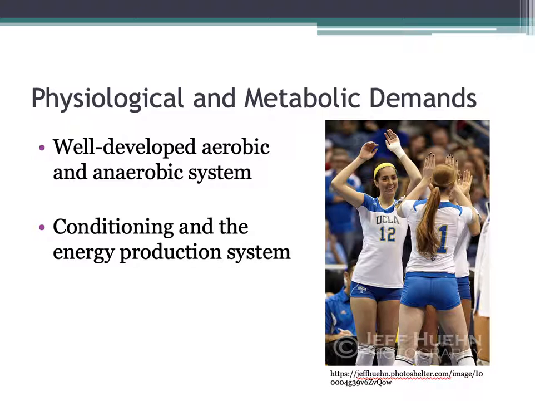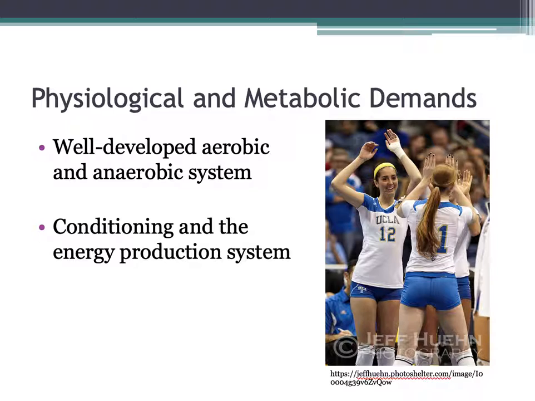Volleyball is characterized by short durations of high-intensity events with periods of low-intensity activity. High-intensity exercises include jumping, spiking, blocking, diving, and serving. Volleyball athletes must have a well-developed aerobic and anaerobic system. Energy is developed anaerobically by the adenosine triphosphate phosphocreatine system, or ATP-PCR, and developed aerobically by oxygen to create ATP.